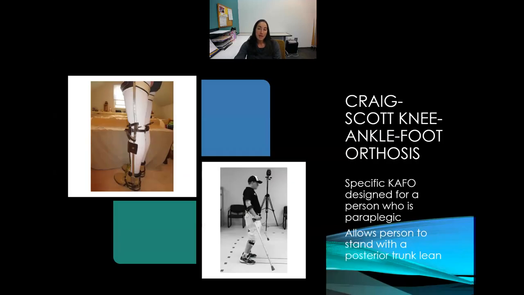A Craig Scott knee ankle foot orthosis. This is typically designed and used for people who have paraplegia, so bilateral lower extremity paralysis, and they use hip extension or a posterior trunk lean in order to stand using the brace. So as they lean their trunk back, the brace locks out and keeps their legs kind of in an extended position, and then they're able to swing their legs forward so that they have some functional gait with the orthosis.